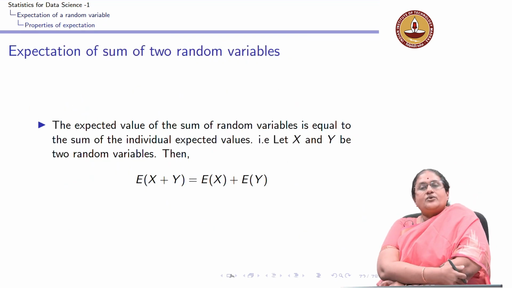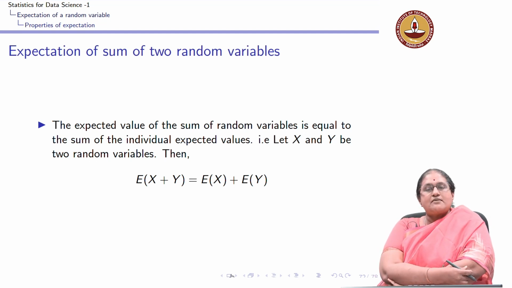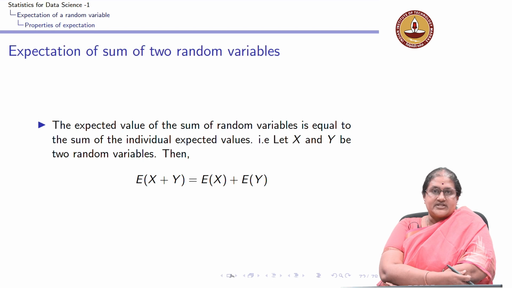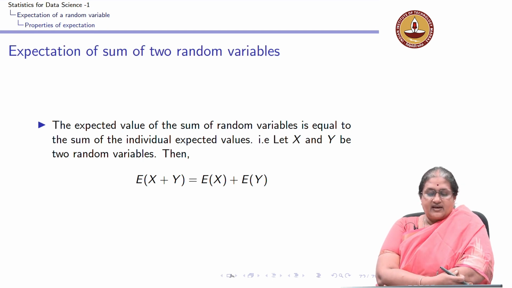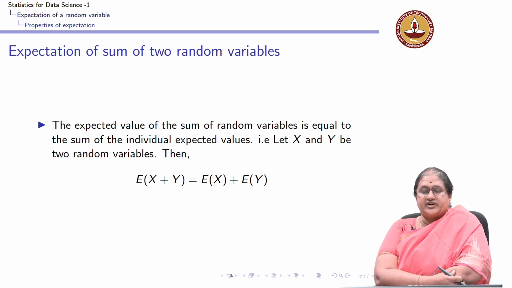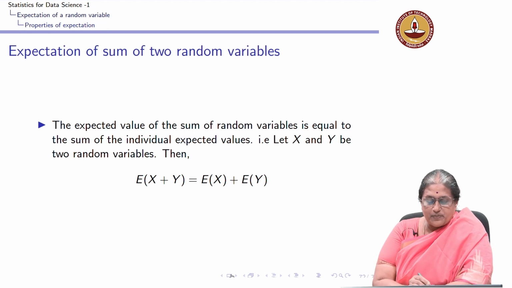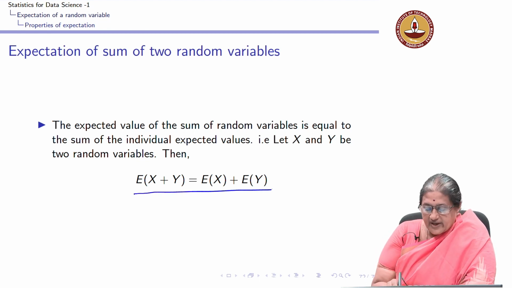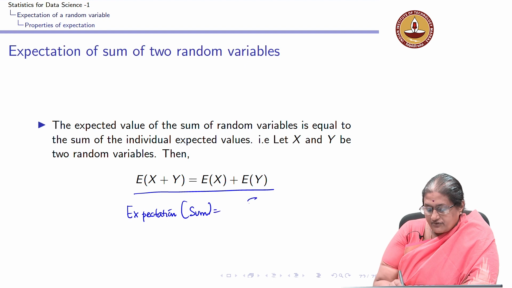Now, let us look at what I can tell about expectation of a sum of random variables. If I am given two random variables and I know their respective expectations, then expectation of X plus Y, that is expectation of the sum, is the sum of expectations.